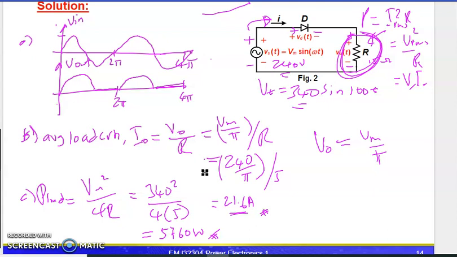Then we need to calculate the power factor. How much is the power factor of the half wave rectifier? By right, we already know that the generic power factor of the rectifier is 0.71, but you have to prove it.